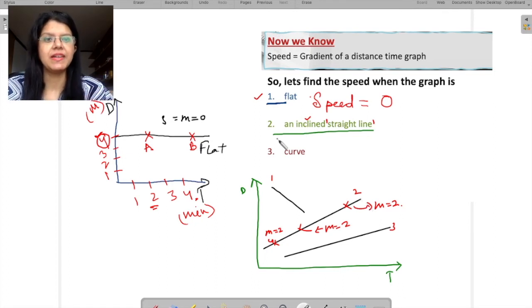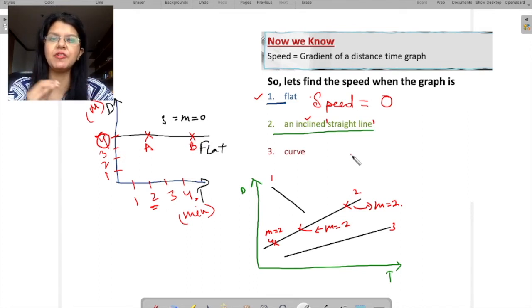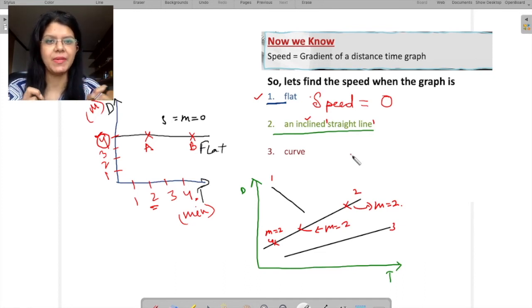So an inclined straight line represents a speed which is constant. The speed is not changing. You have achieved a speed and you're maintaining that speed. Say that you're moving at 2 meters per second. So you're moving at 2 meters per second at time 1, time 2, time 3. The time is moving on, but your speed is constant. You're maintaining your speed. This is what is meant by constant speed.